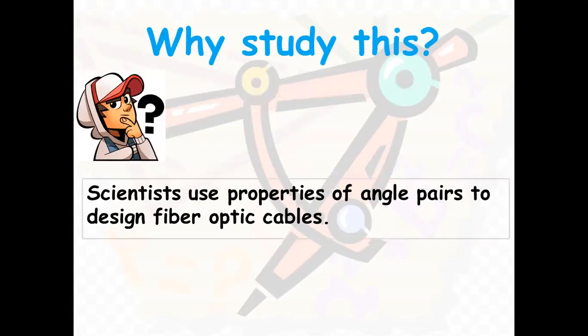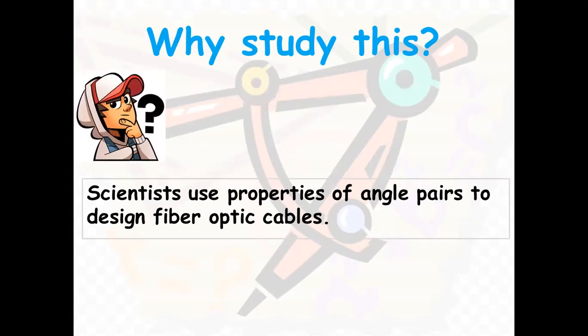So why do we need to study this? The scientists use properties of angle pairs to design fiber optic cables. Now, if you know what fiber optic cables are, you might know that they are very useful, right? Especially these days, fiber optic cables are very useful because they are mostly the ones connected to the internet, and to get the electric cables, all these things, fiber optic cables are used.